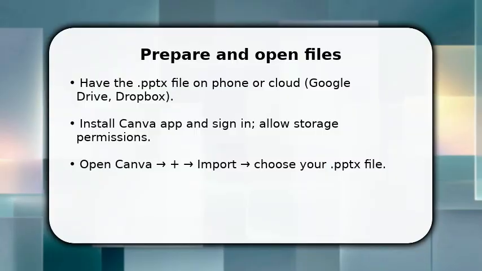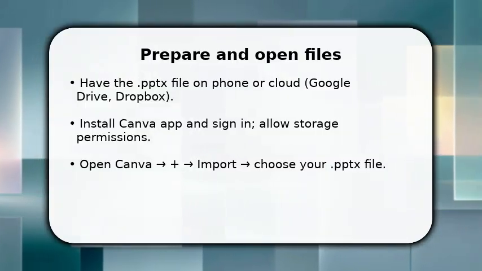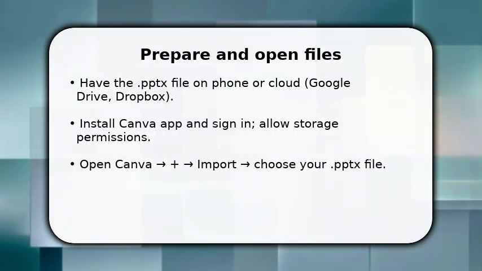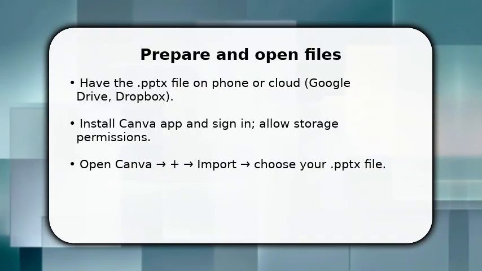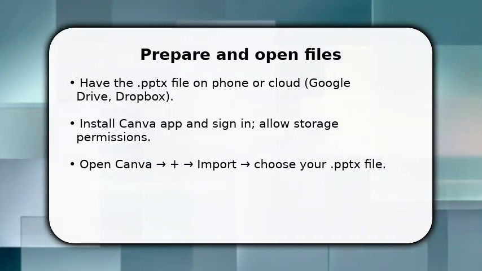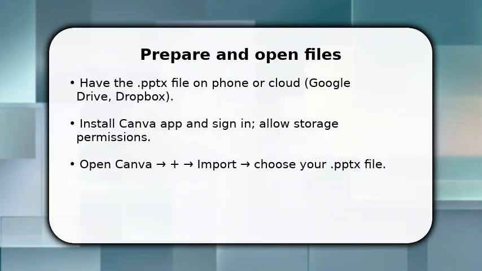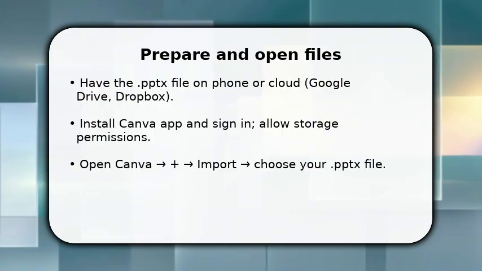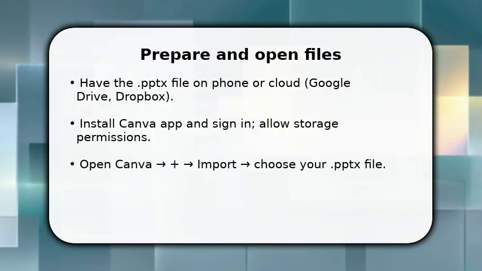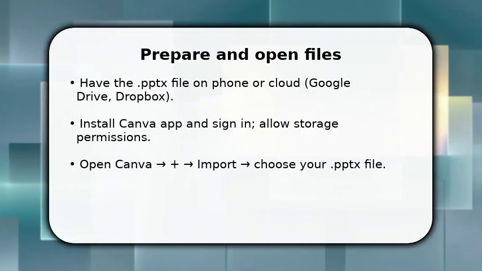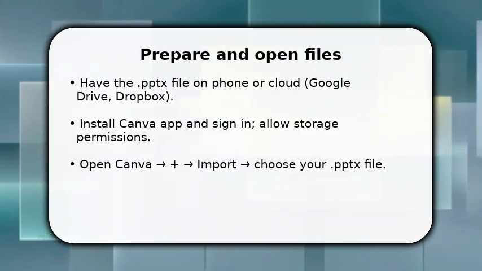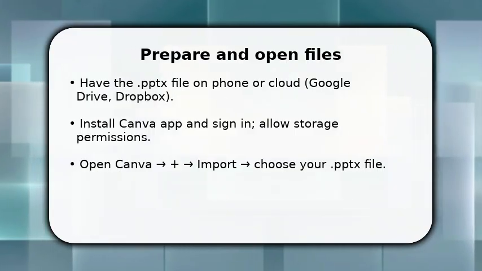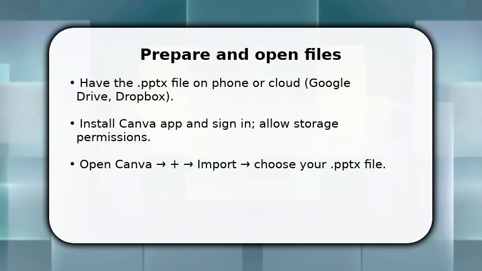You start by ensuring the PowerPoint file is accessible on your phone. This saves time and avoids transfers. Open the Canva app, sign in, and grant storage access so Canva can import. Tap the plus icon, choose Import, then select the PPTX from your device or linked cloud. Doing this converts slides into editable Canva pages. This conversion preserves most layouts and images while turning text and shapes into Canva elements you can edit directly.